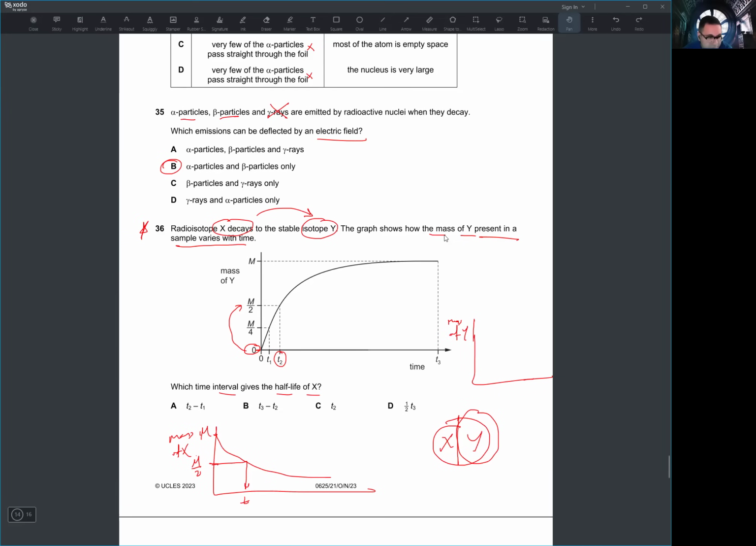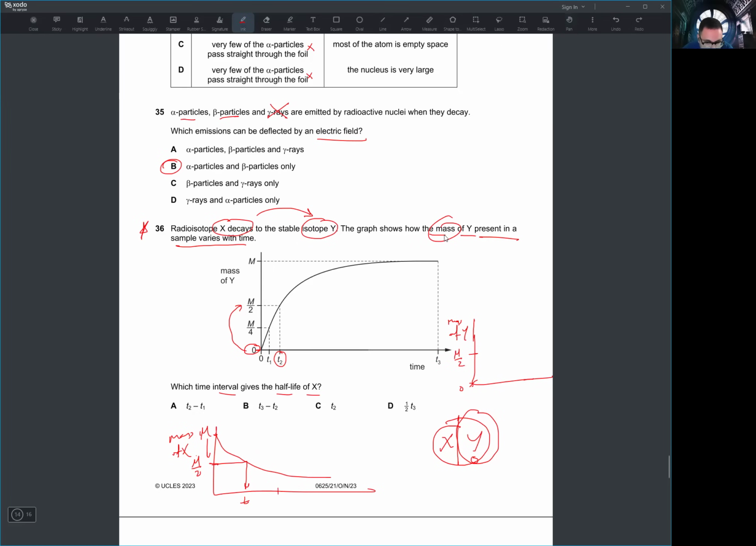You need to remember that X is currently decaying. No, there's no background because he's talking about the mass of the sample. Wait, that's incorrect. It's not about the doubling. I'm not looking at the doubling. I'm looking at right now mass of X was M and it dropped to half M. So the mass of Y was zero and it increased to what? Half M.